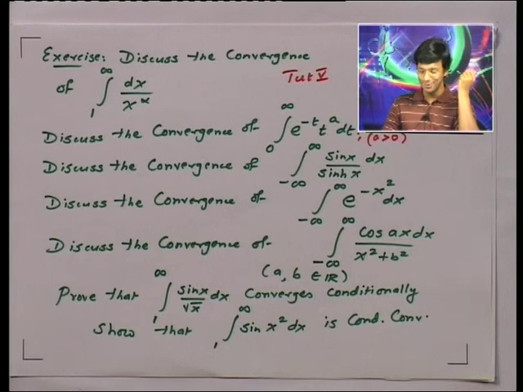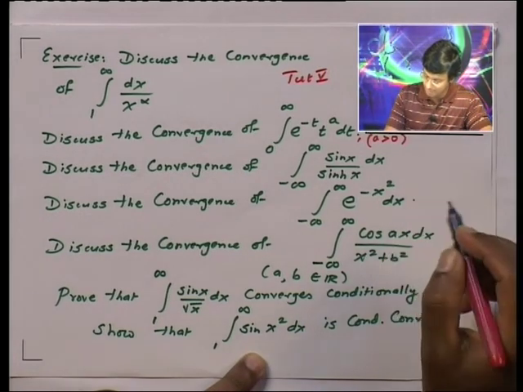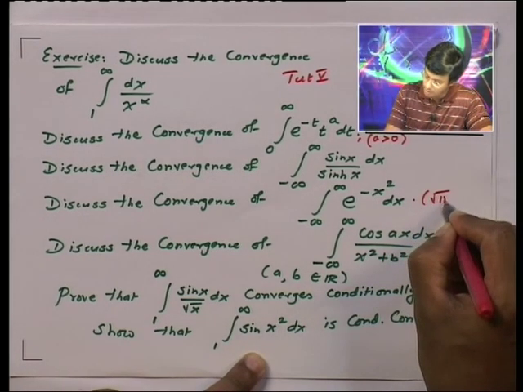Discuss the convergence of integral minus infinity to infinity e to the power minus x squared. Are you familiar with this? Integral minus infinity to infinity e to the power minus x squared. What is it? Gamma function, gamma of half. What is the value? Root pi. Okay. Answer is root pi.